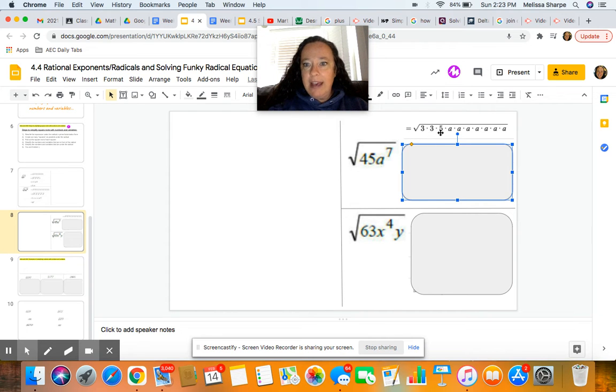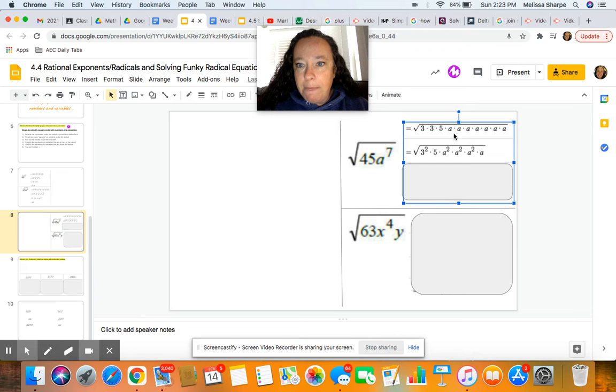3 times 3 times 5, and then 7 a's. And then we put our squares together. So we're going to have 3 squared, a 5, and then we have a squared, a squared, a squared, and just a single a. So then we pull out our perfect squares. We take the square root of them. So a 3 comes out, and then this a comes out, this a comes out, and this a comes out.